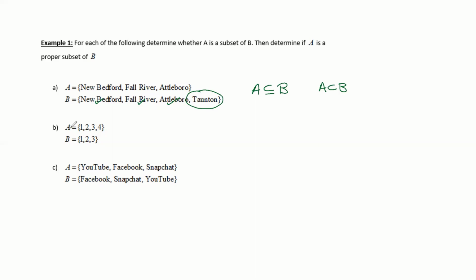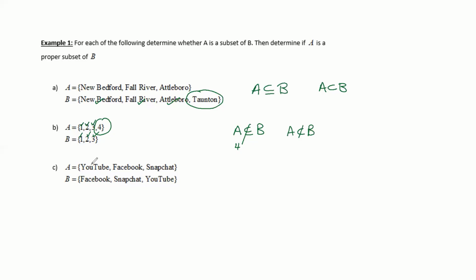B. A is the set 1, 2, 3, 4. B is the set 1, 2, 3. For A to be a subset of B, each element of A must also be in B. Well, 1 is in, 2 is in, and 3 is in, but 4 is in A but is not in B. So A is not a subset of B, so A is not a proper subset of B.